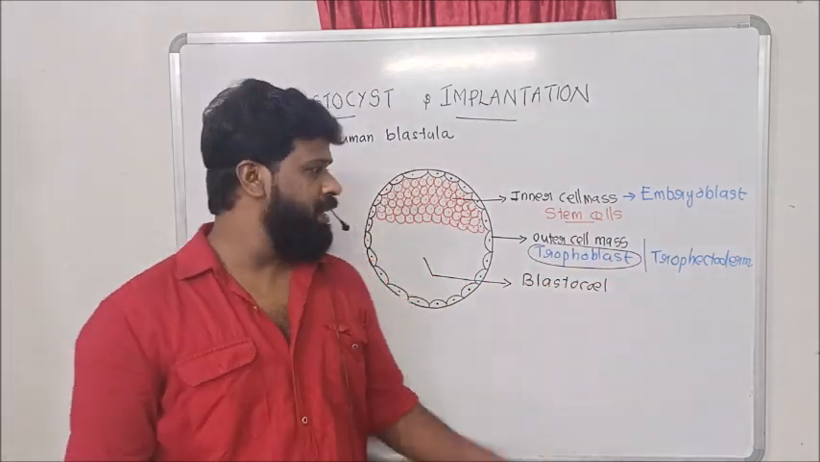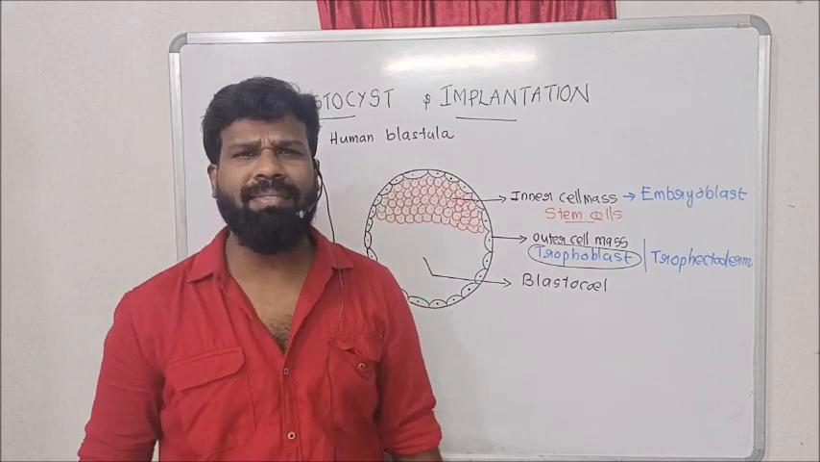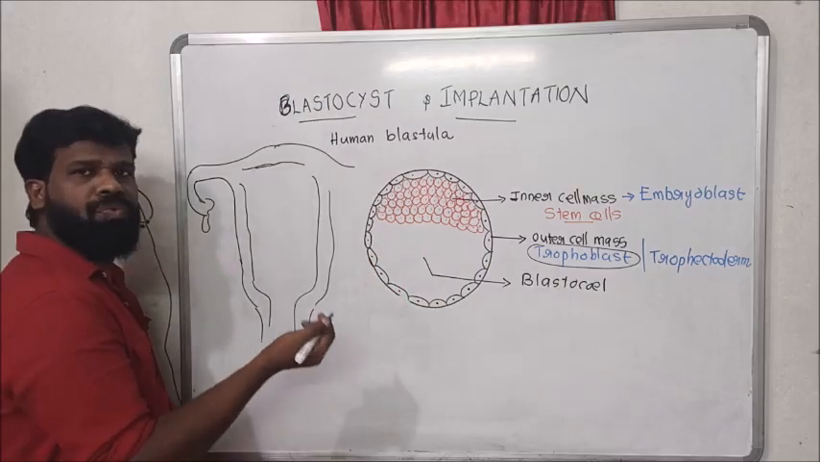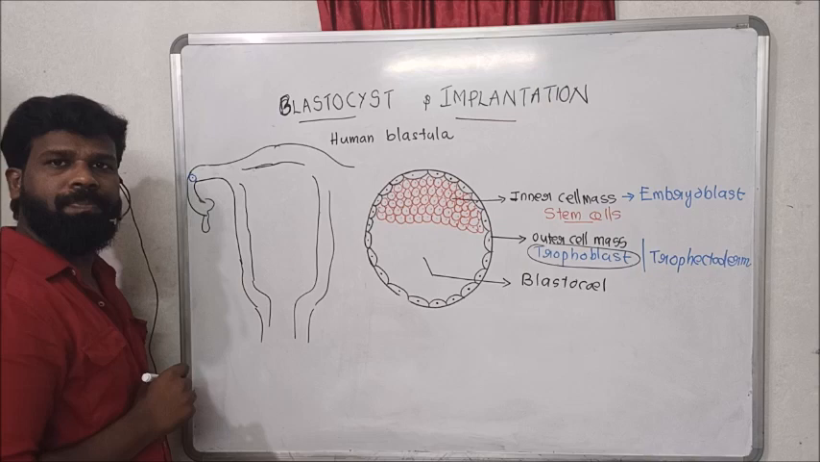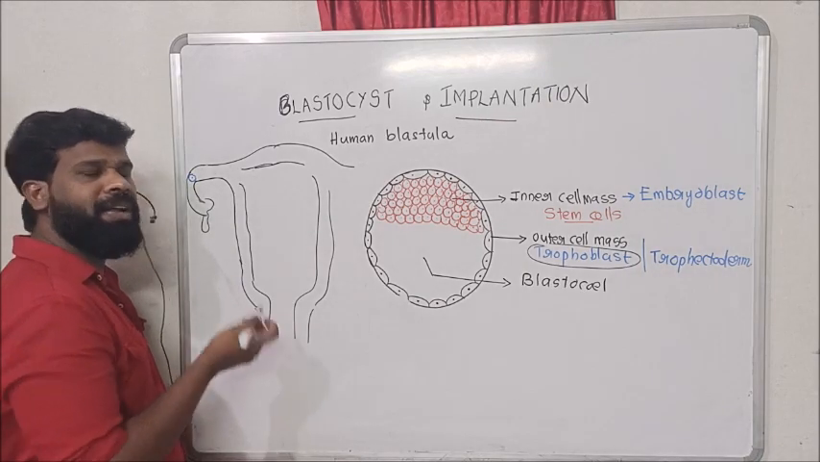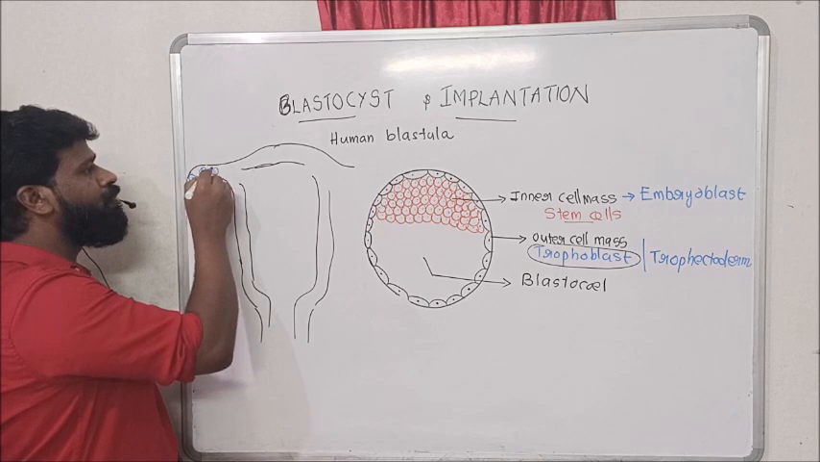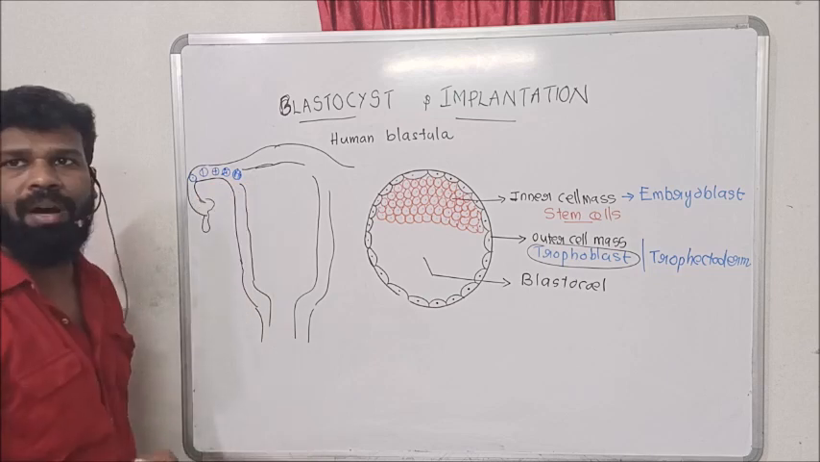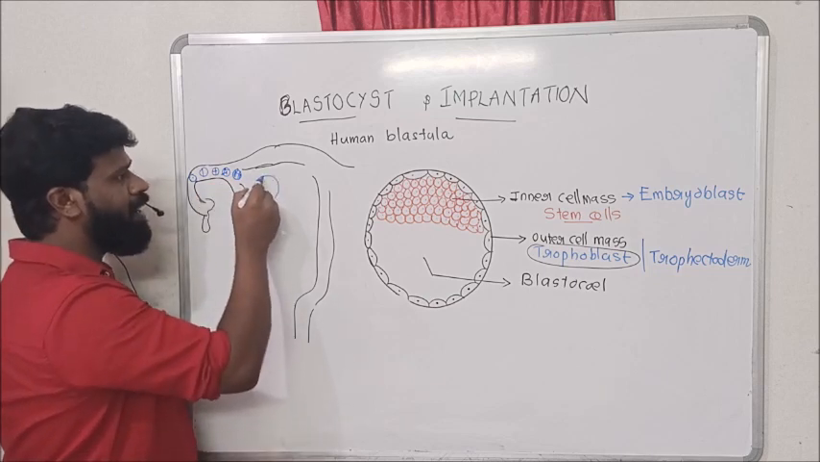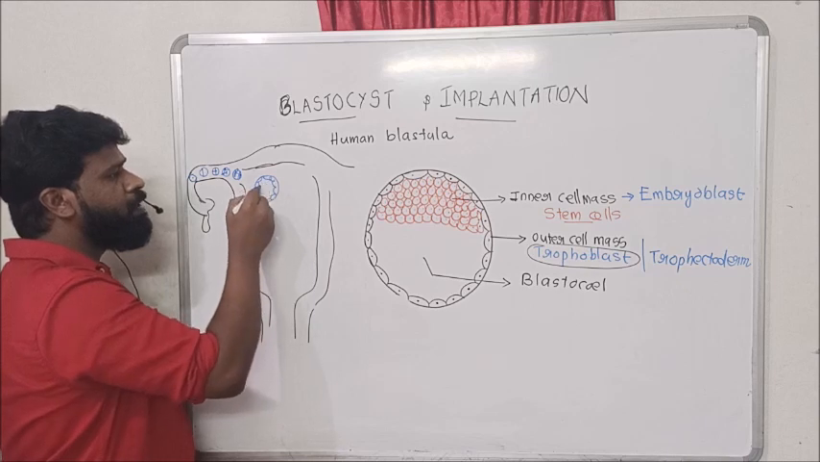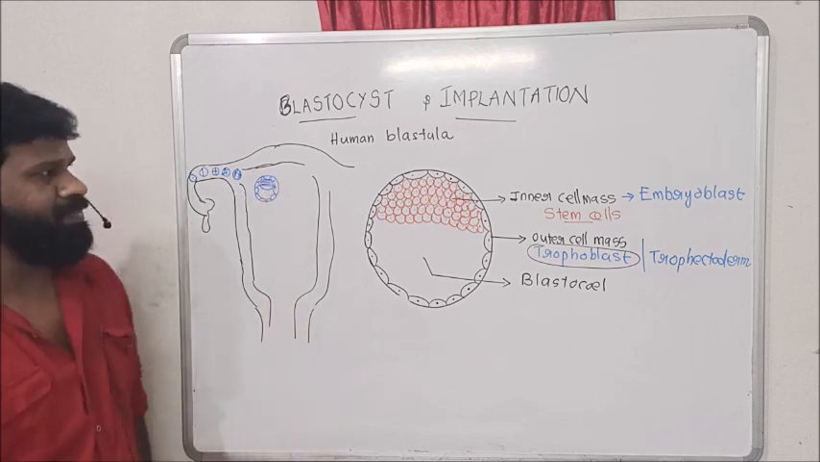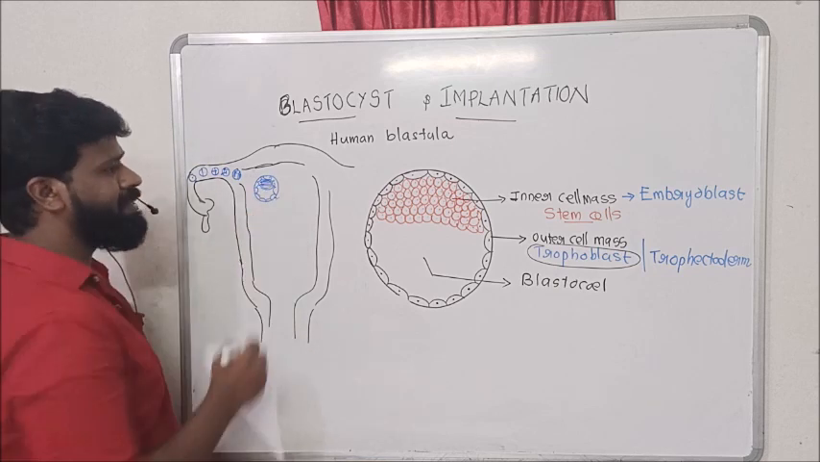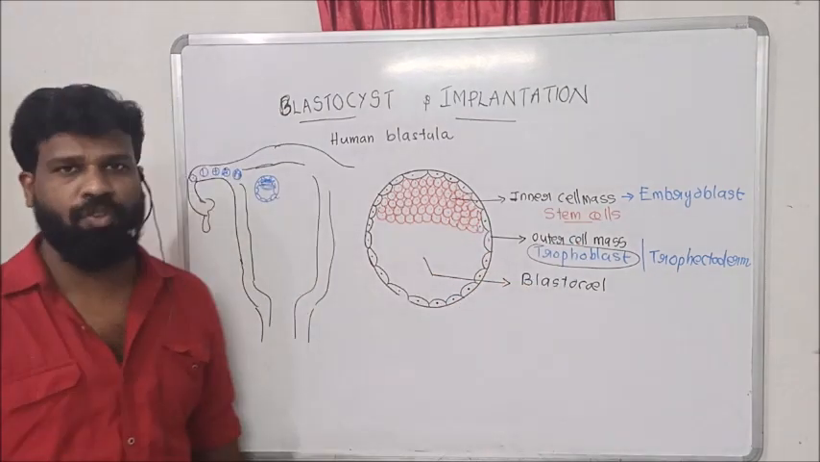And this outer cell mass is called trophoblast or trophectoderm. We know fertilization takes place in the fallopian tube. After fertilization, the zygote undergoes cleavage to form 2-celled, 4-celled, 8-celled embryo, then the 16-celled embryonic stage called morula. This morula is converted to blastula. Human blastula is called blastocyst. In this blastocyst, there is a group of inner cell mass and the outer cell mass, called trophoblast or trophectoderm.